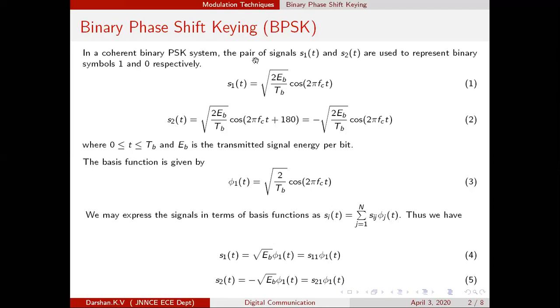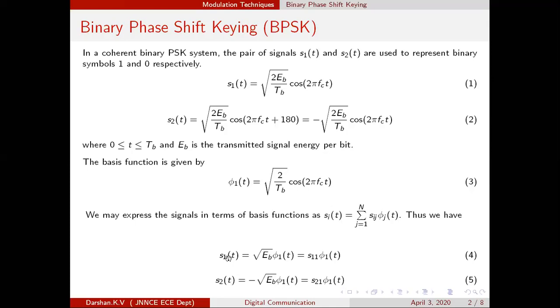How is this written? Just observe what is phi 1 of t. Root of 2 by Tb into cos 2 pi fct is phi 1 of t. So what is left out? Root Eb. So you are having only one term because the number of basis functions is only one. So S2, how could it be written? Just observe, the minus symbol is there, put the minus symbol. Root of 2 by Tb cos 2 pi fct is again phi 1 of t. What is left out? Root Eb.